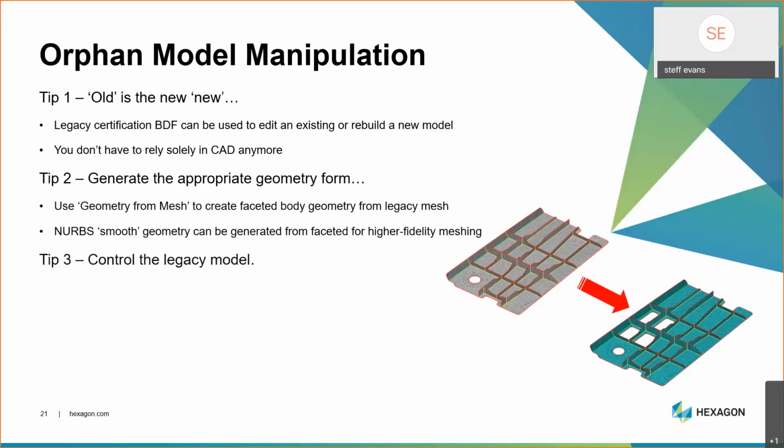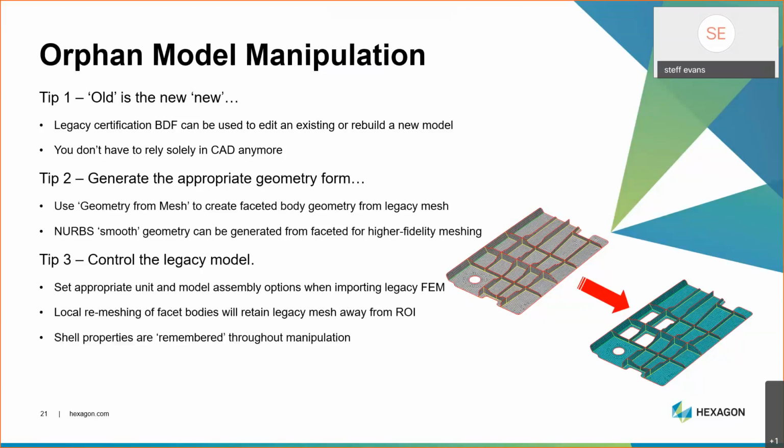Okay, controlling the legacy model. So you need to set the appropriate unit and assembly options when you import a model, and then we can look at local remeshing of that geometry or those facet bodies, and it will retain the legacy mesh away from the region of interest. Something useful to bear in mind is that the shell properties are remembered through the manipulation. Okay, tip number 4, you're good to go. Any geometry generated from legacy mesh can be exported to CAD.